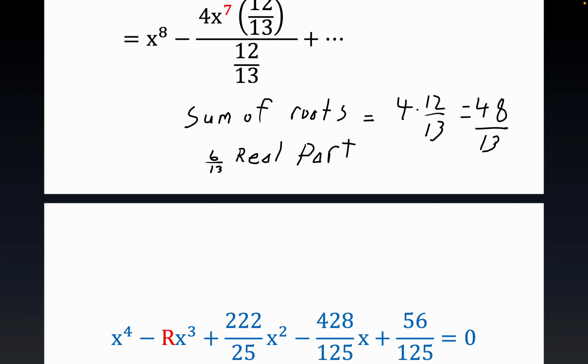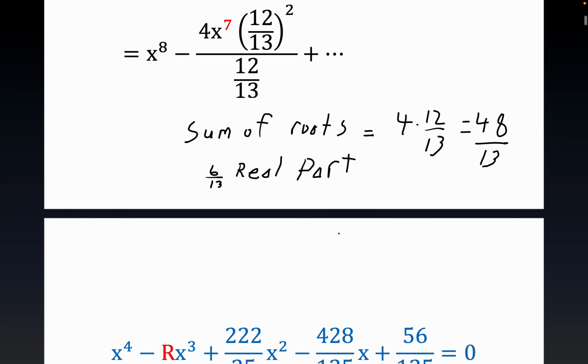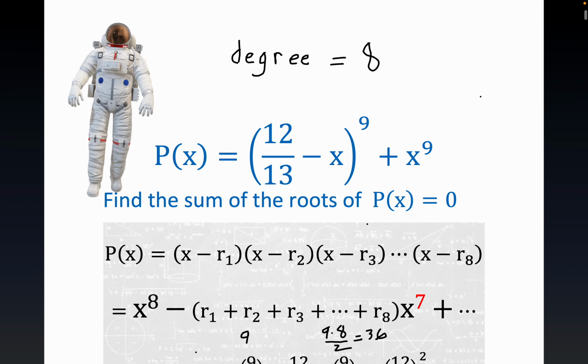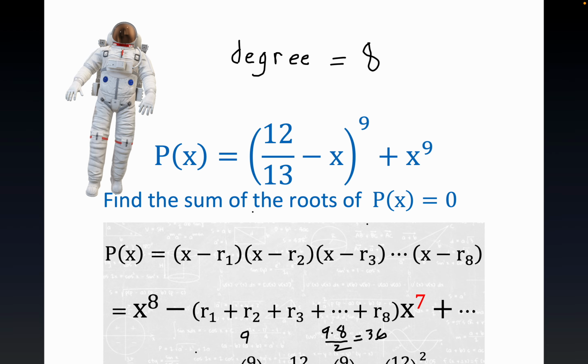So 48/13 divided by 8 would give you the real part. Now, I don't really know, but if they are distinct, then 6 over 13 would be the real part of each of the 8 complex solutions. And of course, everything cancels out because of the complex conjugate thing, right? If you have a complex root, its complex conjugate is guaranteed to also be a root, and so you have a bunch of plus minus cancellation going on. But anyway, this is the answer to the problem right here: 48 over 13. Let's come up here and write that again, 48 over 13.